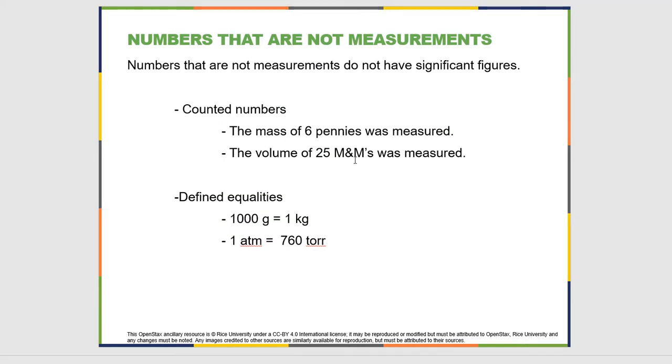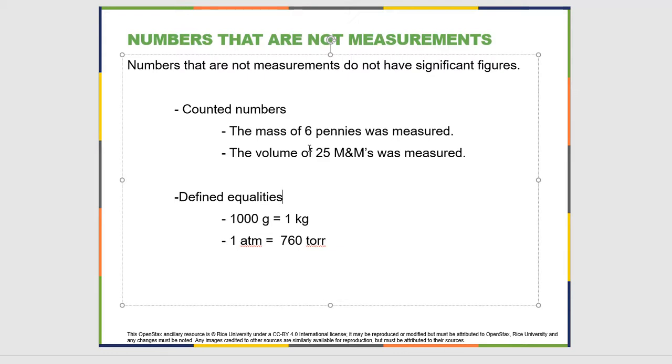It is worth noting that not all numbers are measurements. So these are some numbers that are not measurements. Numbers that are not measurements do not have significant figures. And an example of this is counted numbers. So for example, if we measure the mass of 6 pennies, it's exactly 6 pennies. We literally count up to 6 pennies. There's no error in that. There's no accuracy or imprecision. It's exactly 6 pennies, or the volume of 25 M&Ms. Okay, there's exactly 25 M&Ms. There's no uncertainty in that.